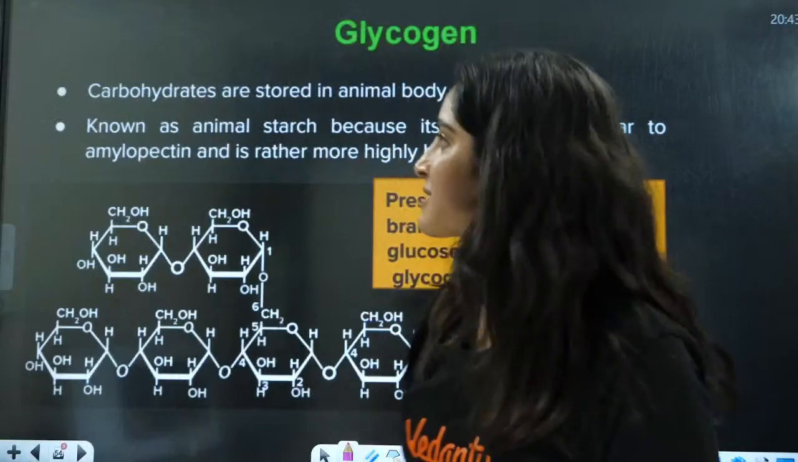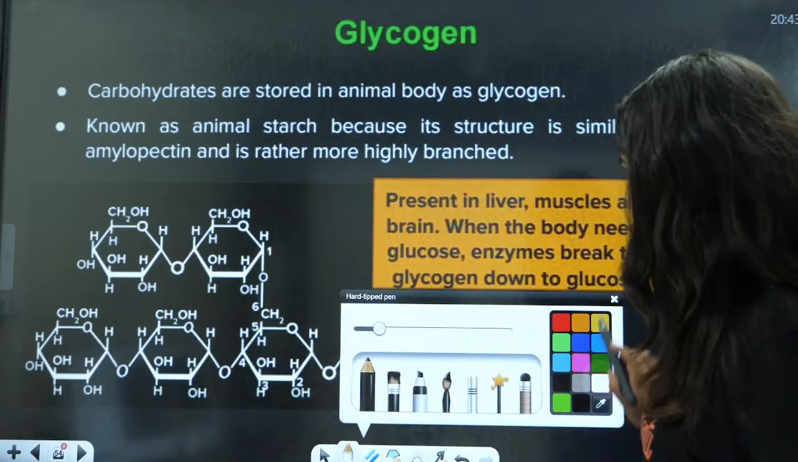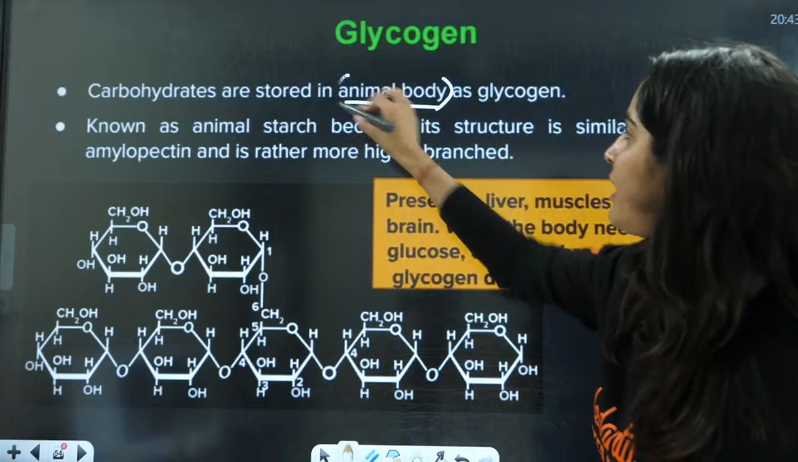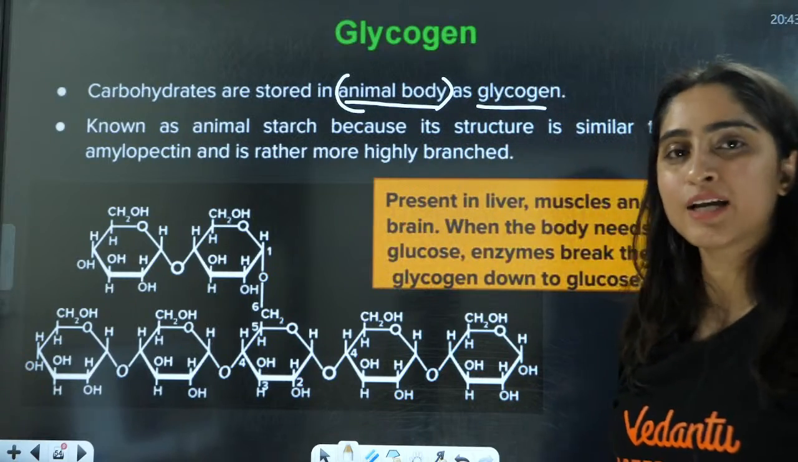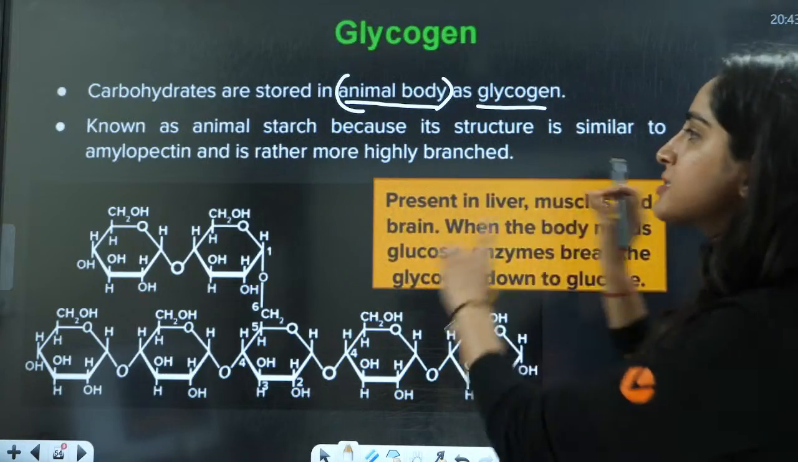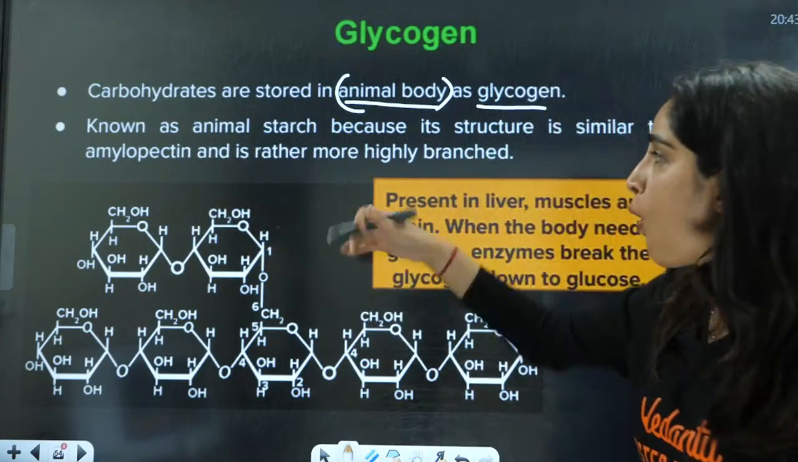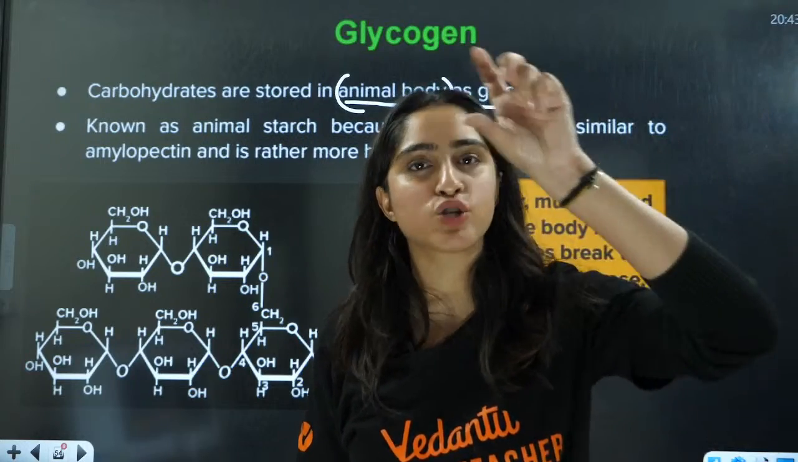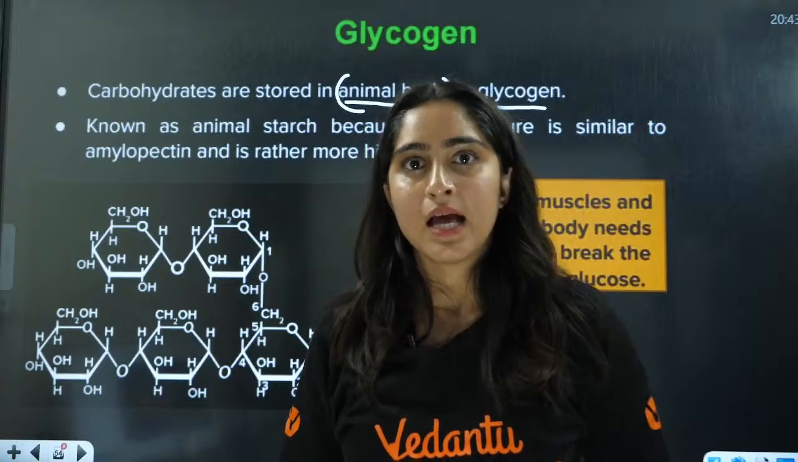Now let us see what is glycogen. All these questions are asked. Carbohydrate stored in the animal body is called glycogen. It is known as animal starch because its structure is similar to amylopectin, but more highly branched. This is also asked: what is the difference between glycogen and amylopectin?